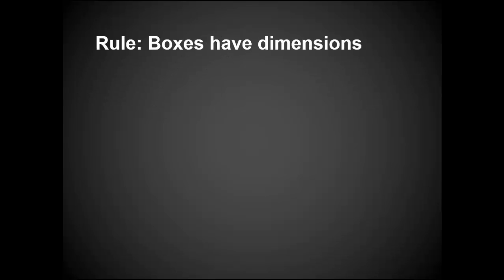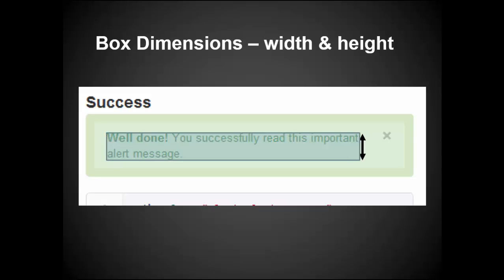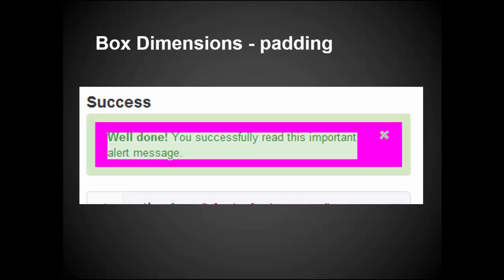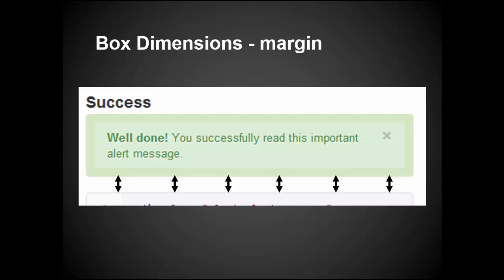Boxes, on the other hand, have dimensions. They have height and width. They have border widths. They have padding, so it's an internal margin. And they also have margins, which is an external margin.